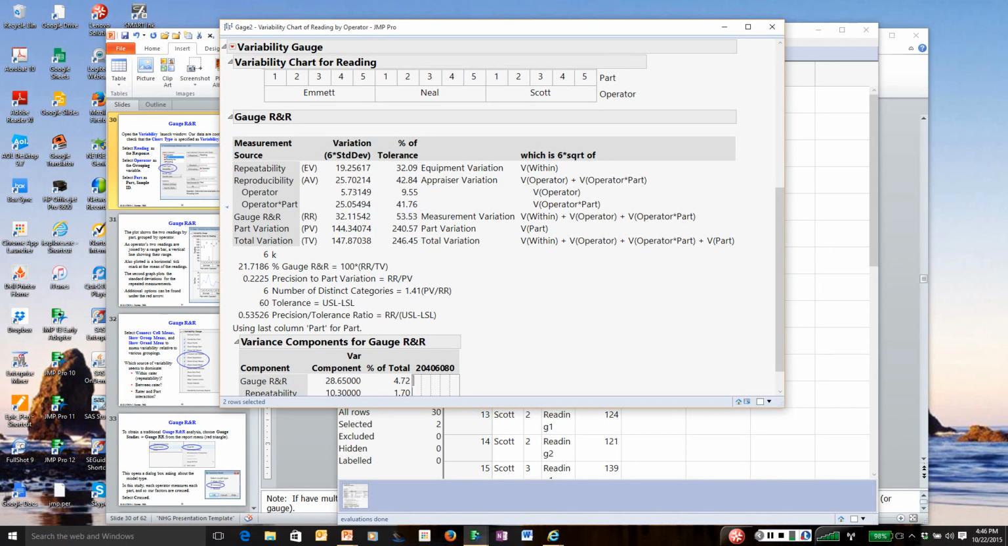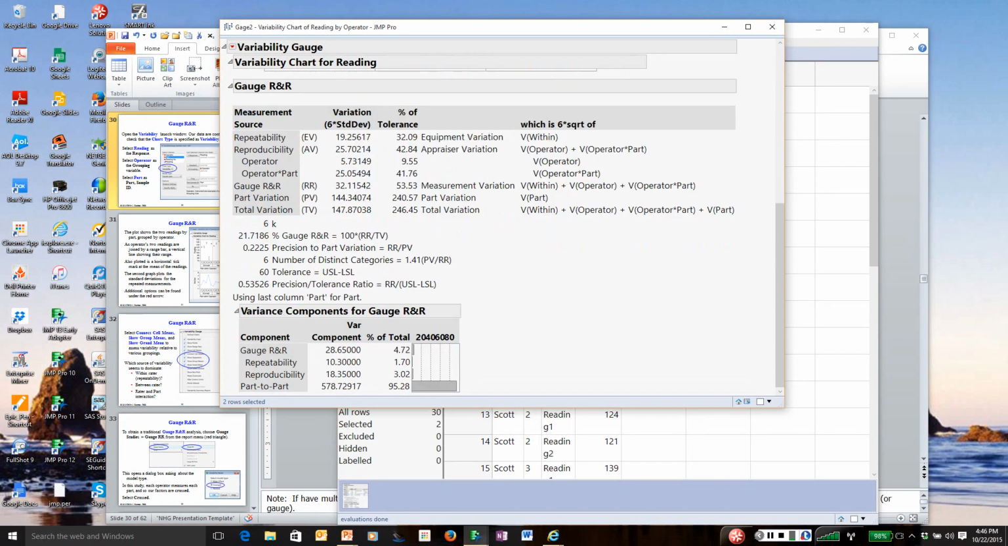So altogether, the total measurement variation takes up almost 54% of the specification range. That means I've got a manufacturing specification of 30 thousandths to 90 thousandths, but 54% of that range is taken up by the measurement system itself. Remember, generally we like it to be no more than 10%, maybe 30% max. So that's a problem. This is actually not a precise measurement system.